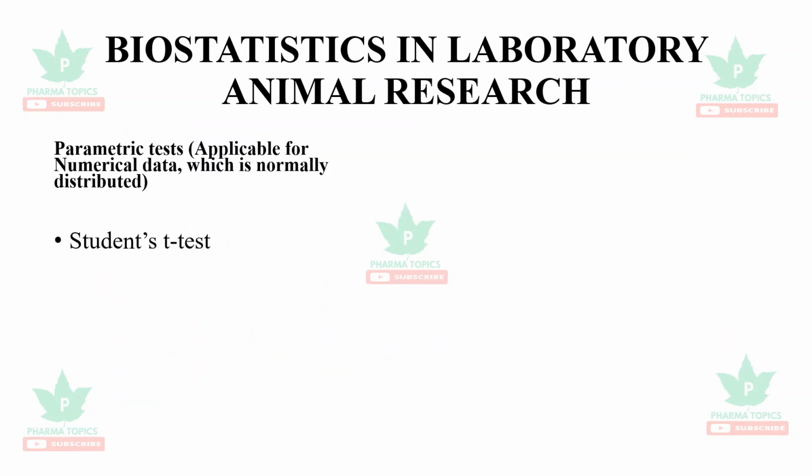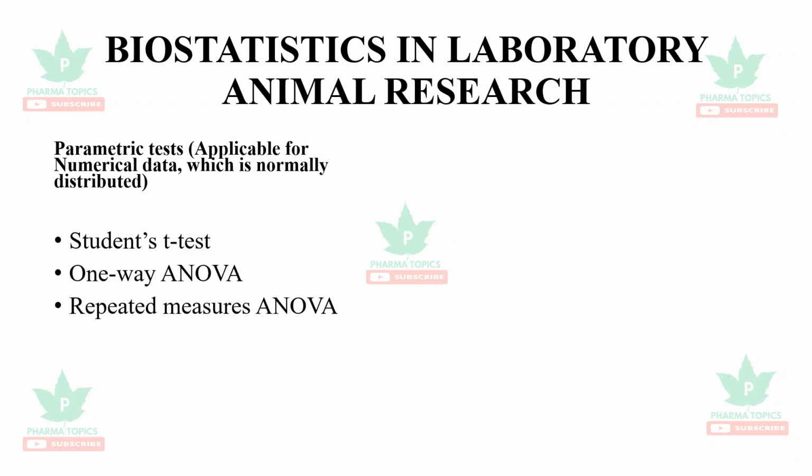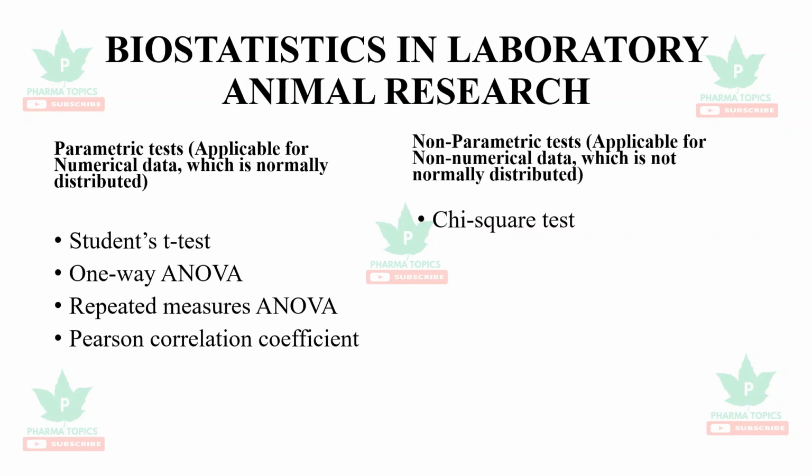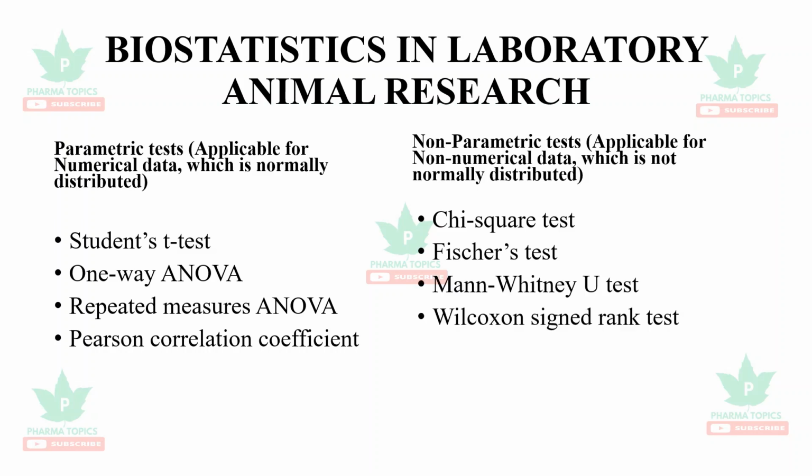There are two categories of tests which are applied in statistics. One is parametric tests. It is applicable for numerical data which is normally distributed, that is student's t-test, one-way ANOVA, repeated measures ANOVA, that is two-way ANOVA, three-way ANOVA, or MANOVA. Then Pearson correlation coefficient. Then non-parametric tests, they are applicable for non-numerical data which is not normally distributed, that is chi-square test, Fisher's exact test, Mann-Whitney U-test, Wilcoxon signed rank test, Friedman's test, and Spearman rank order test.